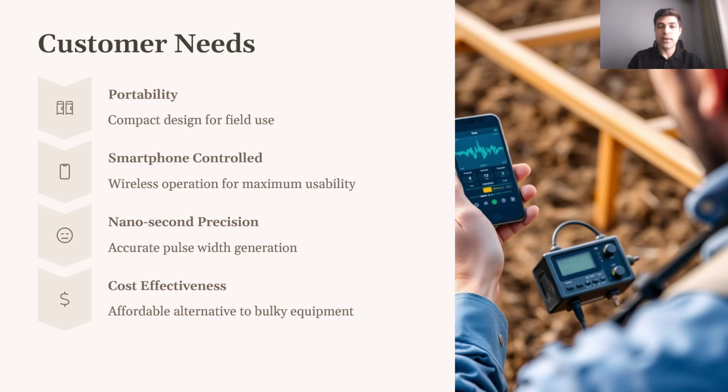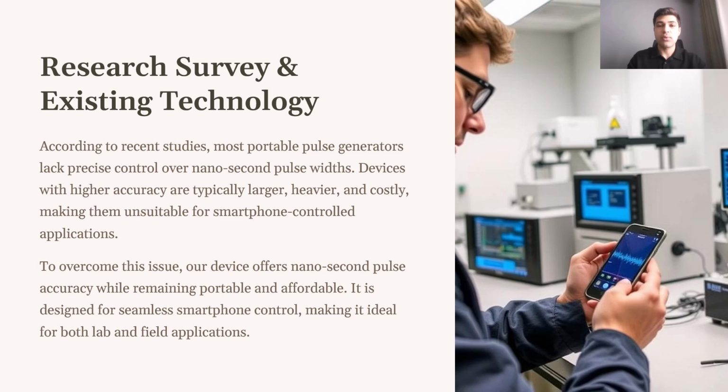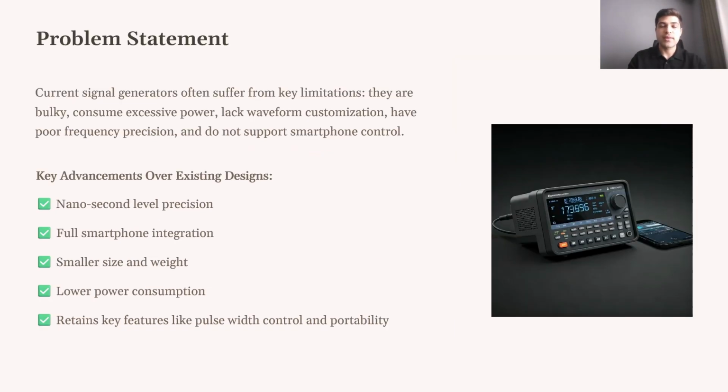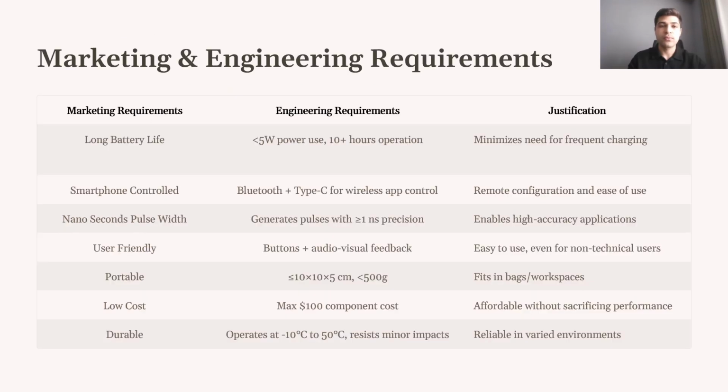Based on our customer expectations, our design prioritizes four key features: portability, smartphone control, nanosecond precision, and affordability. We analyzed existing portable pulse generators in the market and found that many of them lack nanosecond precision, and the devices with higher accuracy are generally expensive and bulky. Signal generators currently available often suffer from key limitations. They are large, they consume too much power, most of them don't allow waveform customization, and they lack smartphone control.